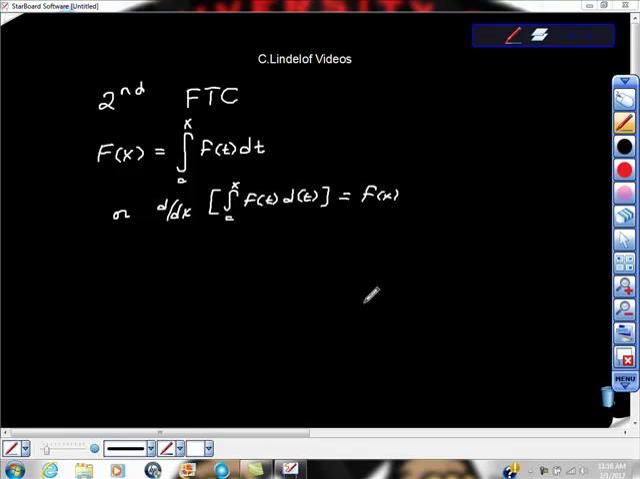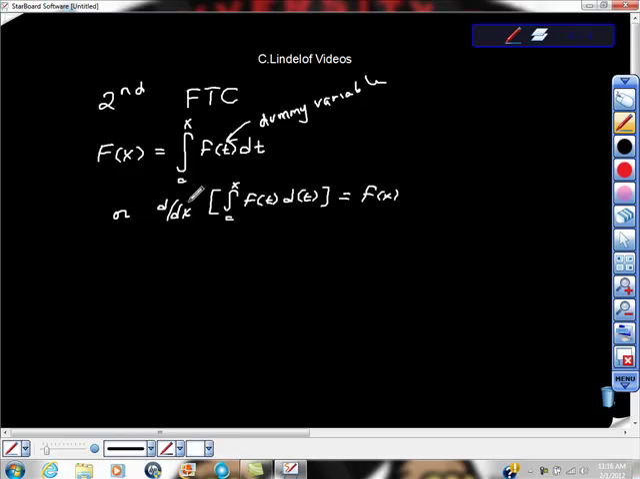AP Calculus AB. The second fundamental theorem of calculus suggests to us that if we have big F of x equal to the definite integral from c to x of f of t dt, keep in mind this t is a dummy variable. Another way this could be stated is that d/dx of the definite integral from c to x of f of t dt is equal to f of x.